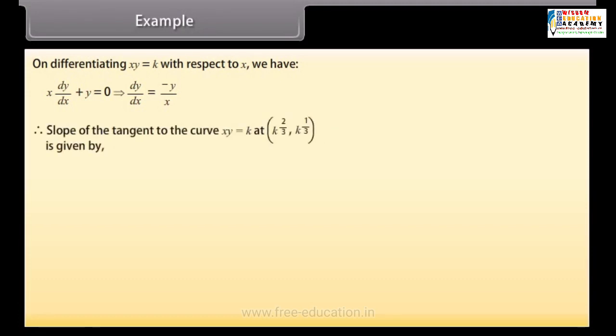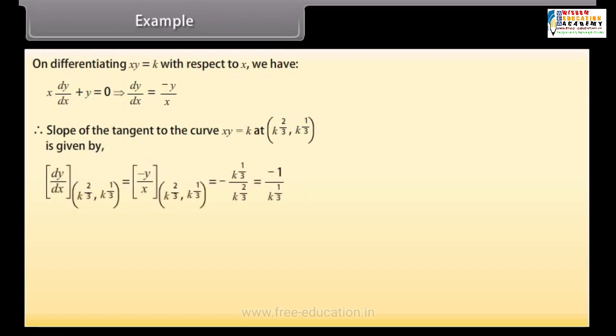Therefore, the slope of the tangent to the curve xy = k at (k^(2/3), k^(1/3)) is given by dy/dx at (k^(2/3), k^(1/3)), which is equal to -y/x at (k^(2/3), k^(1/3)), which is equal to -k^(1/3)/k^(2/3), which is equal to -1/k^(1/3).